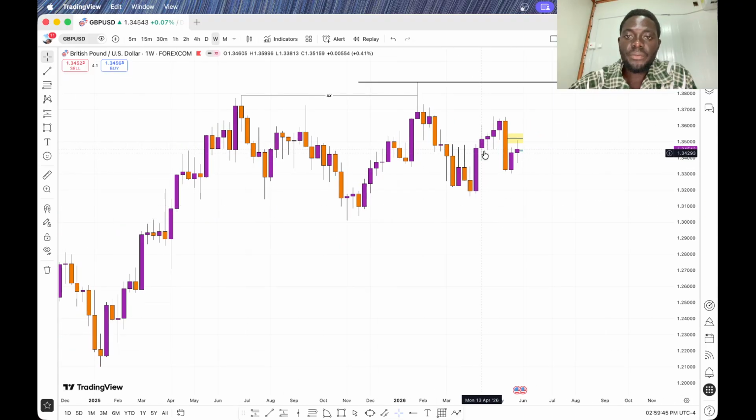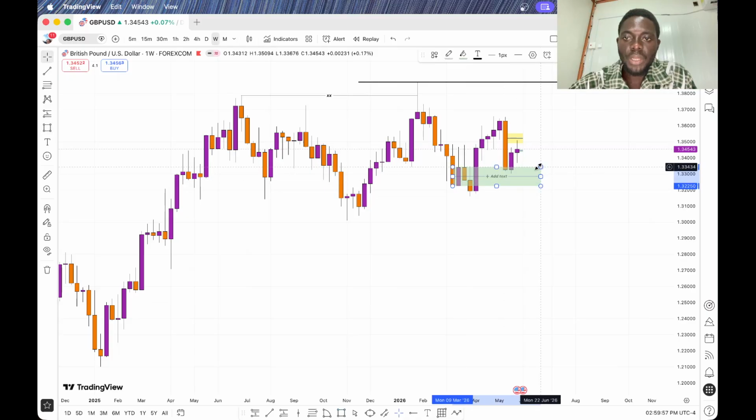On the weekly time frame, there is a breaker block here, which is a failed order block.